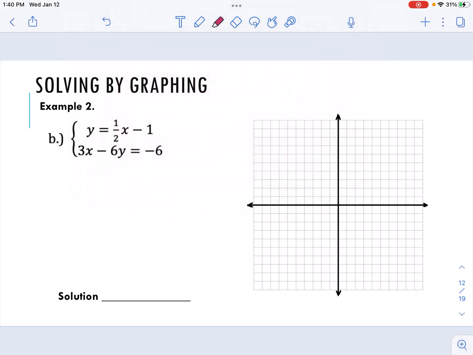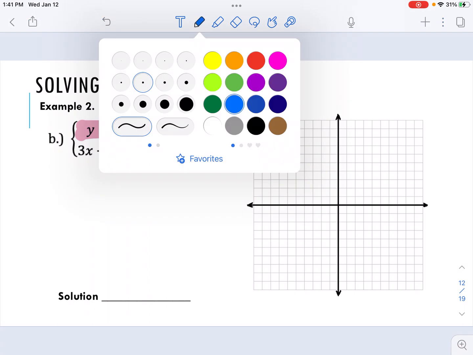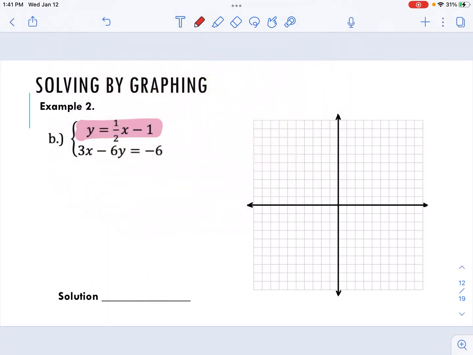In example B, I'm going to take a look at this first equation here. We notice that this is in slope-intercept form. I'm going to try to color coordinate this in red. My y-intercept is negative 1, and my slope is 1/2. So I'm going to go ahead and count up 1 over 2. Up 1 over 2, up 1 over 2, down 1 over 2. Now keep in mind we don't need to plot this many points, but for me, it's a little bit more difficult to do it on the computer, but here we go. All right, so I'm going to label this line as y equals 1/2 x minus 1.